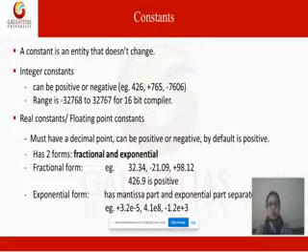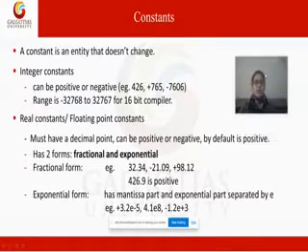So a constant does not change during the execution of the program. We have various types of constants, like integer constants, character constants, and real constants. We'll be looking at them one by one. So, an integer constant. We all know what integers are, right? An integer is any positive or negative value, but it cannot be a decimal. It is a whole value.